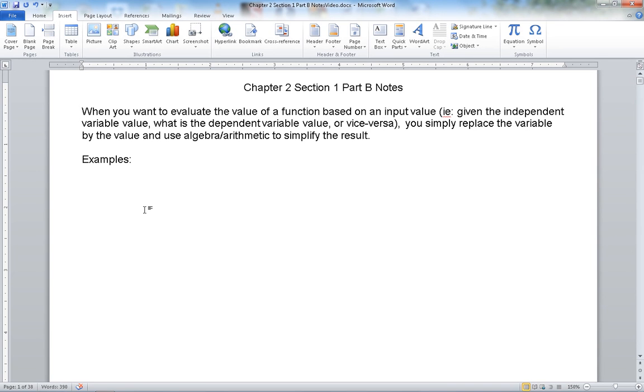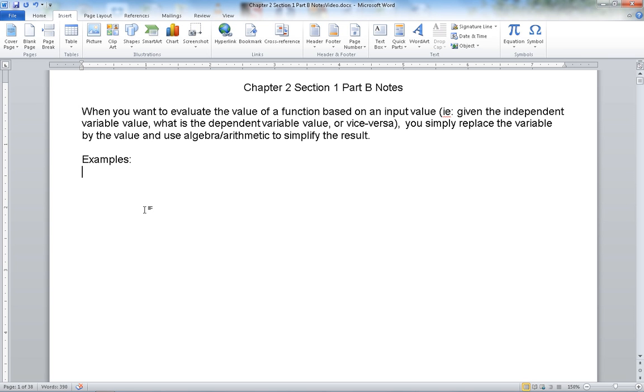For the next set of notes, we're going to look at evaluating a function based on an input value. For example, given a value of x to use, or the independent variable value, what would the dependent variable value be? Or, given the result of the function, the output, or the value of the range, what would the domain value be, which maps onto that range value? So basically you're going to be replacing one variable by a value and solving for the other variable.